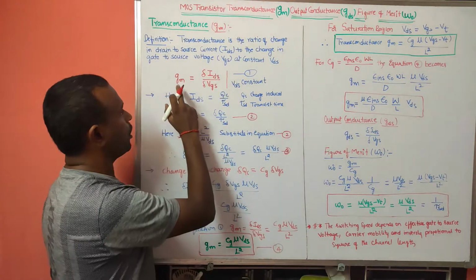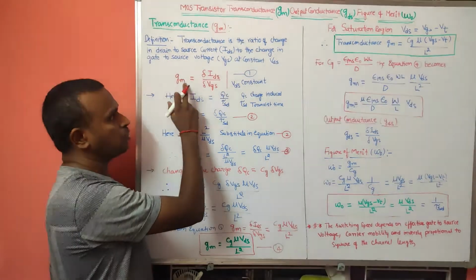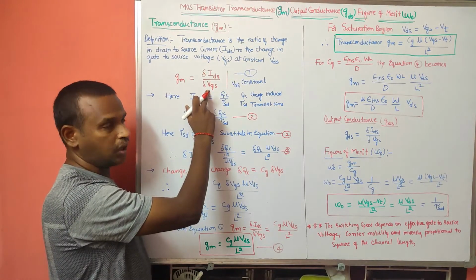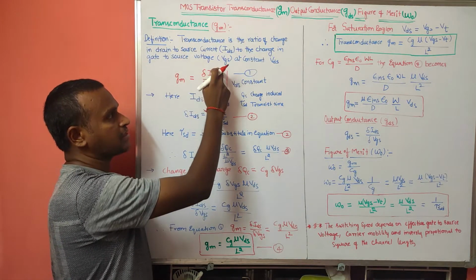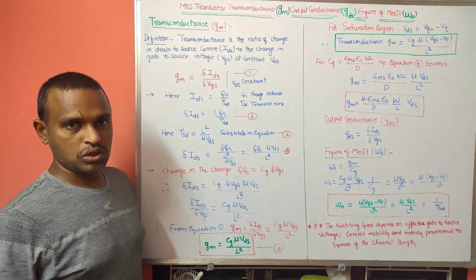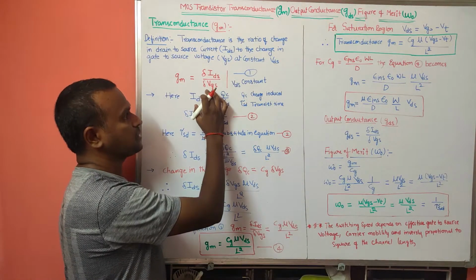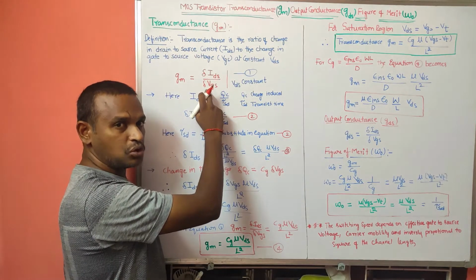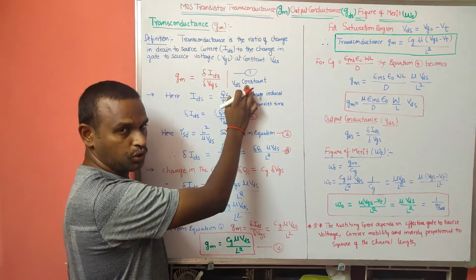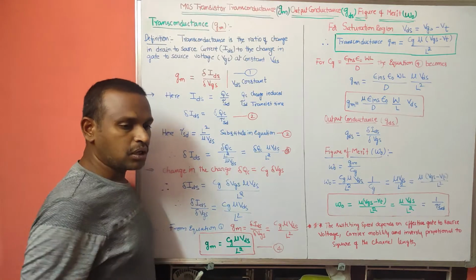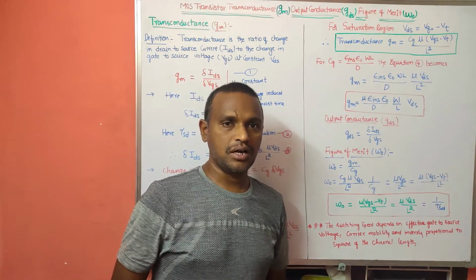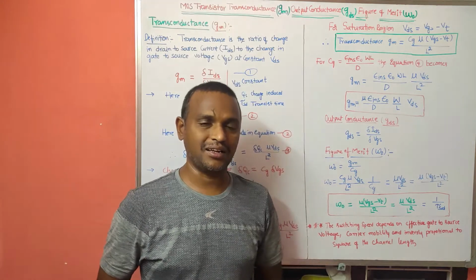Here, Gm is equal to delta IDS by delta VGS. Delta IDS is the change in the drain to source current, and delta VGS is the change in the gate to source voltage at a constant value of drain to source voltage. But why is it called transconductance instead of just conductance?